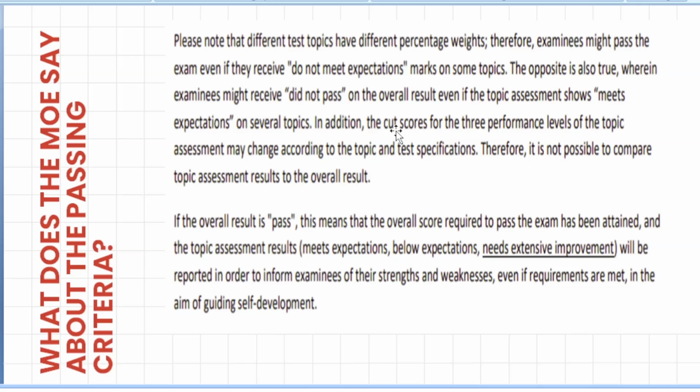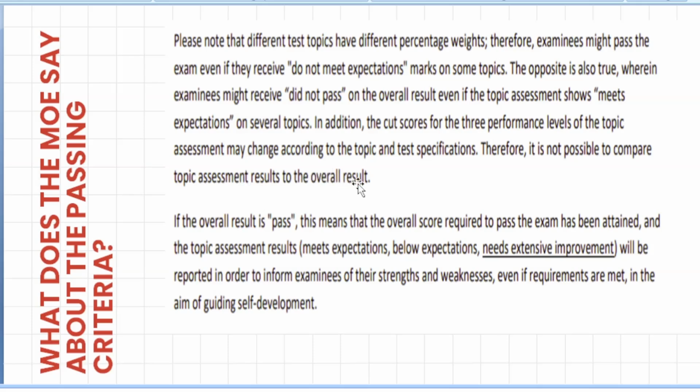But make sure you are meeting the criteria of the topic. Let's see how. Therefore, it is not possible to compare the topic assessment results to the overall results.